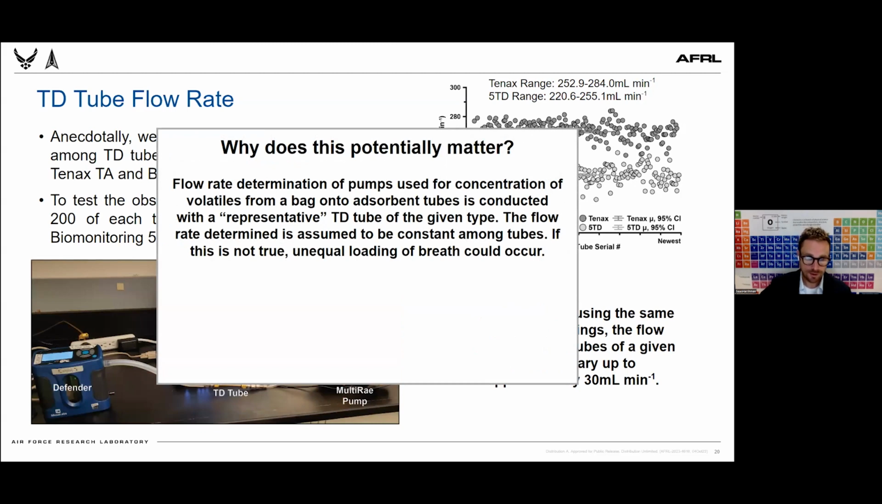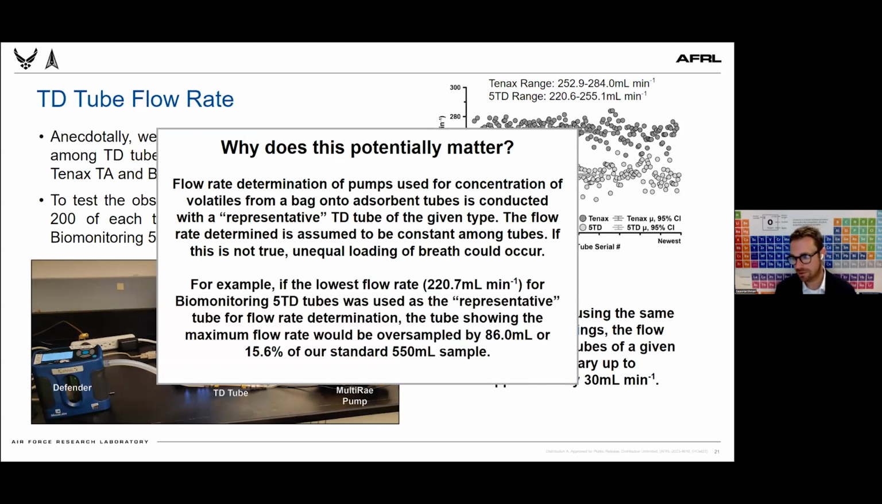And so the real question is, why does this matter? When we use a representative tube to calibrate for flow rate, we assume all tubes are equal at that point. And if they're not equal, this could lead to unequal loading. For example, if you use the lowest flow rate of 220 mils per minute for a representative tube, and your actual tube that you're sampling is one of the higher flow rate measured tubes, you could oversample your bag by over 15%.